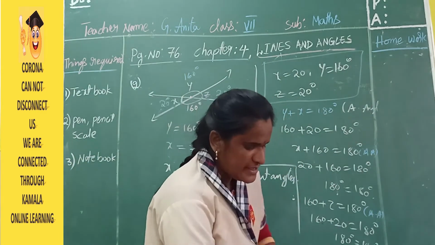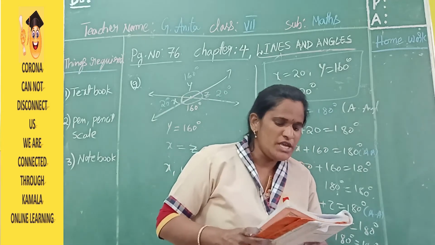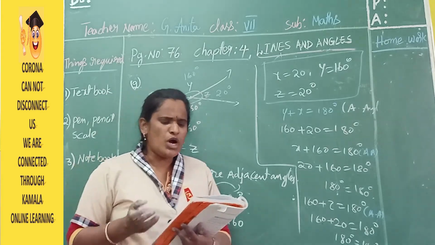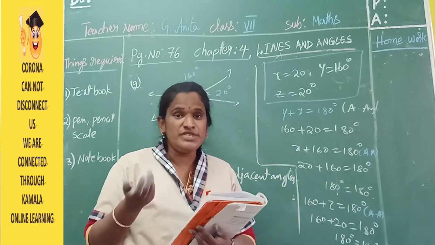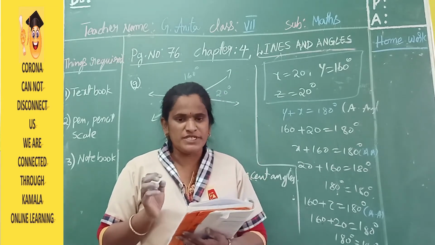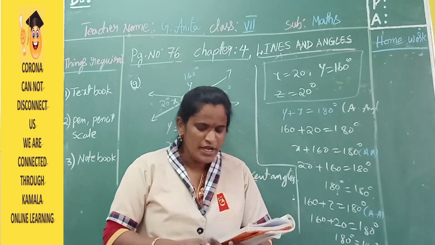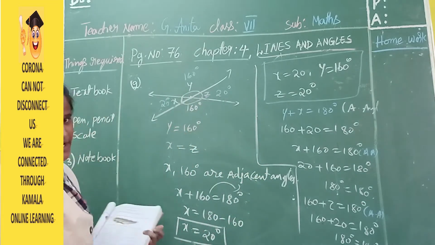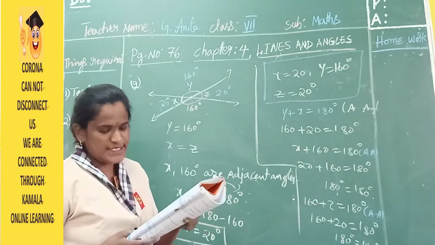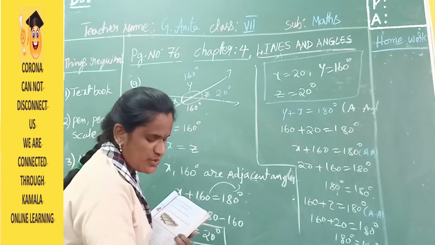Next, the third one is your homework. Give some examples of vertically opposite angles in your surroundings. What you observe in your surroundings, which are vertically opposite angles, you have to mention. That is your homework. Got it, students? Till here everyone understood? Till here you have to complete exercise 6. Students, write neatly in your classwork.